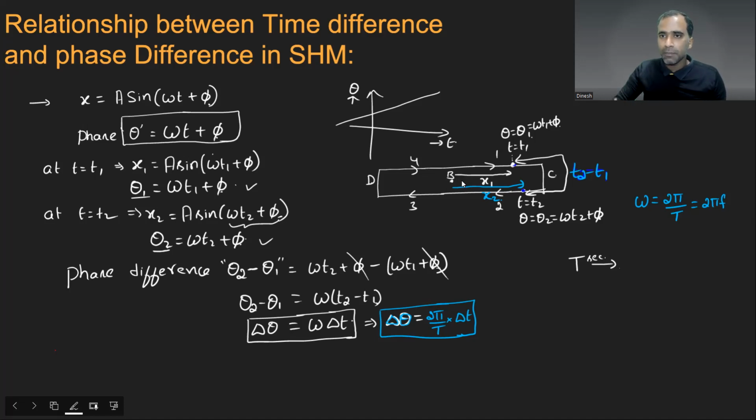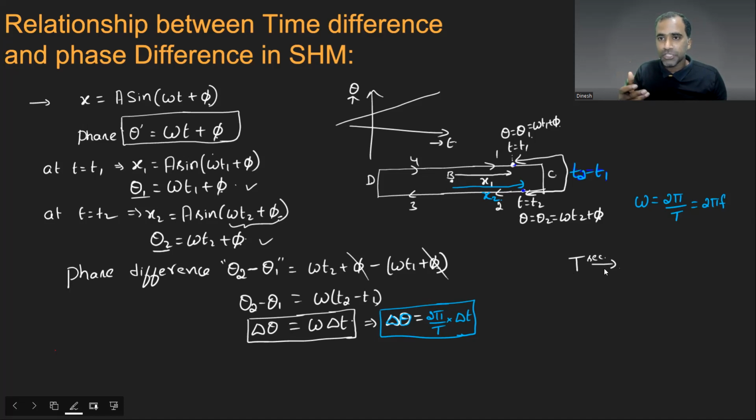So the time taken for one period, we call it time period. We represent it using capital T. Time taken for one period or one cycle. What is the phase covered in one cycle? How much phase is covered in one cycle? Or after how much phase is it periodic?